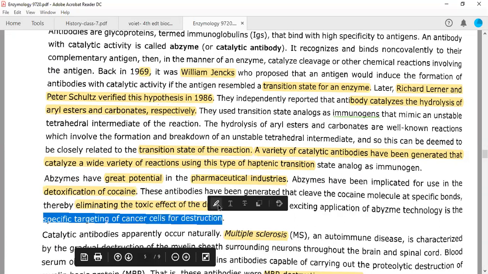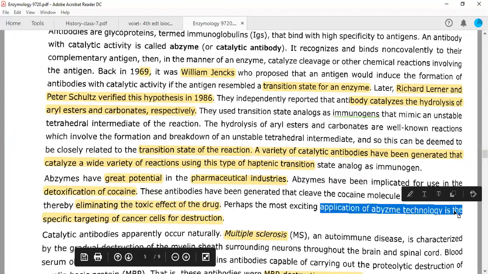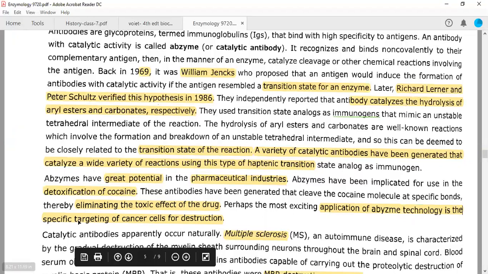Not only cocaine detoxification or the removal of the toxic effect of a drug, they can also be used, they have very potent applications in cancer treatment. So they can target some of the specific cancer cells, and they are able to remove those cells out of the body by catalyzing proteolytic cleavage of some of the proteins on the surface of these cells. So they have application in cancer biology.